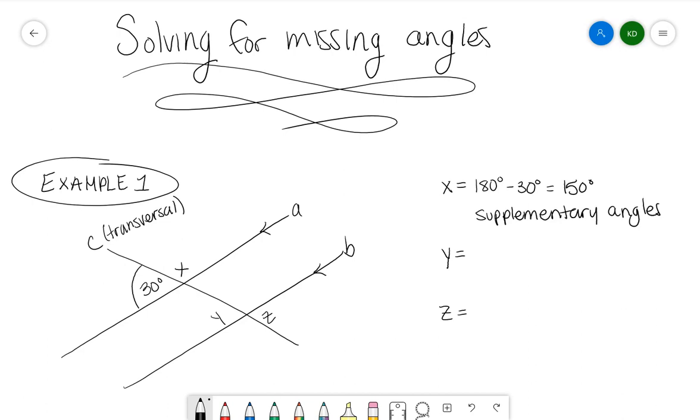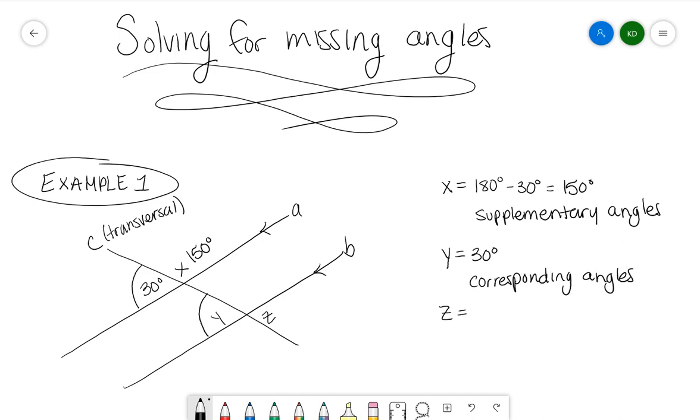Now that we know x, we know that this is 150 degrees. Perfect. The next one we want to look at is y. When I compare the 30 degrees and the y value, what I notice is that these two things are corresponding angles. The rule that I know about corresponding angles is that if I have two parallel lines being cut by a transversal, the corresponding angles have to be the same. So then what I know is that y is equal to 30 degrees. The reason that is because these are corresponding angles.